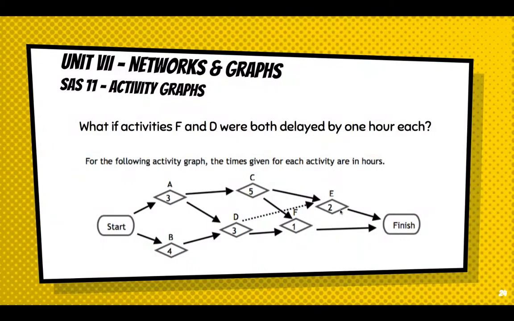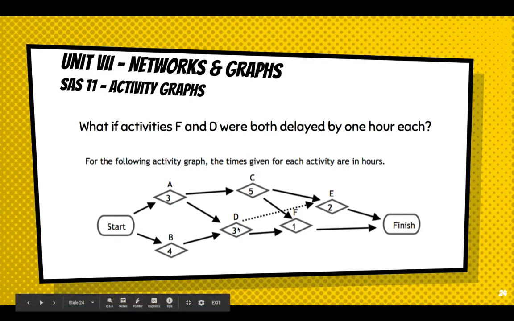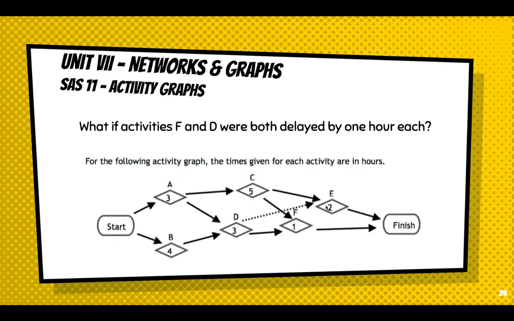All right. What if activities F and D were both delayed by 1 hour each? 4, 3, 1. If we delayed D, it would not postpone this activity by 10 hours. So 4 and 3, that's 7, 8, 9, 10. But let's look at this. 4 and 3 is 7, plus 1 is 8. F is also delayed by an hour. That makes 9, 10. It would not delay the completion. Notice that D is delayed by an hour.